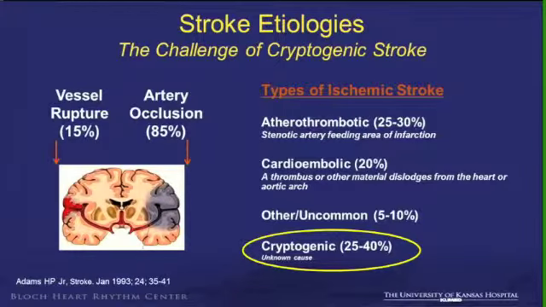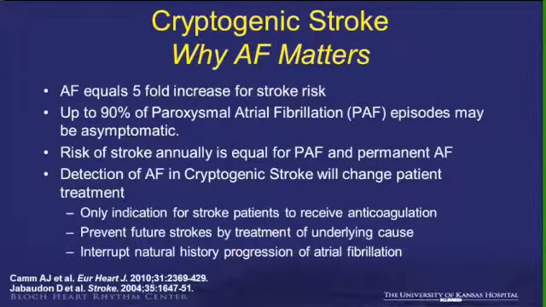All told, cryptogenic causes, or basically unknown causes, account for about 25 to 40% of all ischemic strokes. So why does this matter, and why is atrial fibrillation even involved? Well, we already know that AFib increases the risk of stroke by 5-fold, and about 90% of paroxysmal episodes can be asymptomatic. Unfortunately, the risk of stroke is the same whether you have paroxysmal or permanent AFib. I think that's generally agreed upon.